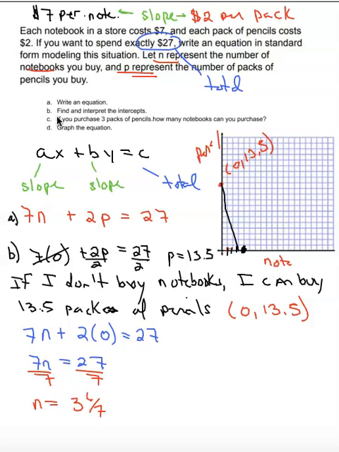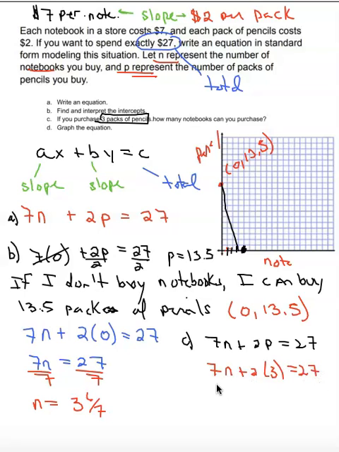And then part C is, if you purchase 3 packs of pencils. So part C, 7n plus 2p equals 27. What are you going to do with that 3 packs of pencils? Are you plugging in 3 for n or 3 for p? Yeah, so 7n plus 2 times 3 equals 27. 7n equals, 2 times 3 is 6. Subtract 6 from both sides, you get 21. Divide by 7, and n is equal to 3 notebooks.